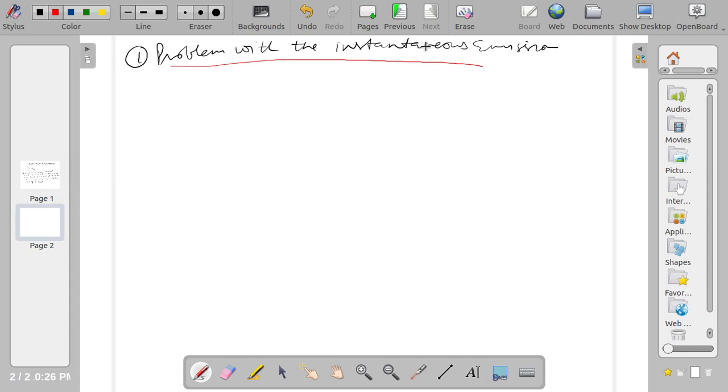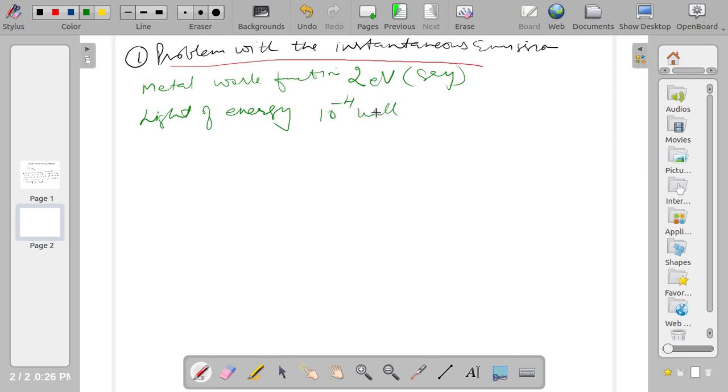For this, let us take an example. Take a metal whose work function is 2 electron volt, let us assume, and consider light of intensity 10 raised to power minus 4 watt per meter square falling on the metal surface, and let 10 raised to power minus 10 meter be the size of the atom.